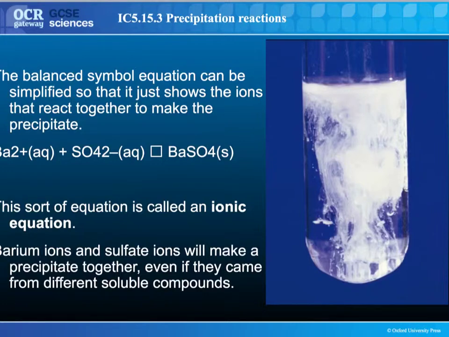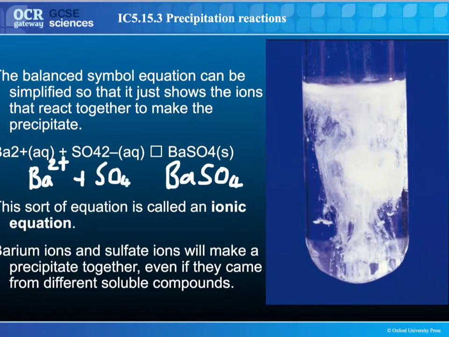You might be asked to draw what's called an ionic equation for the formation of barium sulfate. An ionic equation is basically a situation where you're just showing the ions that are involved in the formation of that. So if you've got barium sulfate here, I'm going to rewrite this because of problems with super and subscript. Essentially, what happens there is the barium ion reacts with the sulfate ion to form barium sulfate.